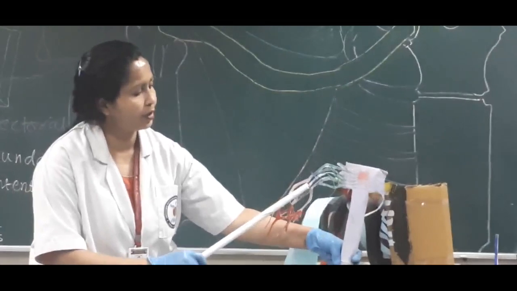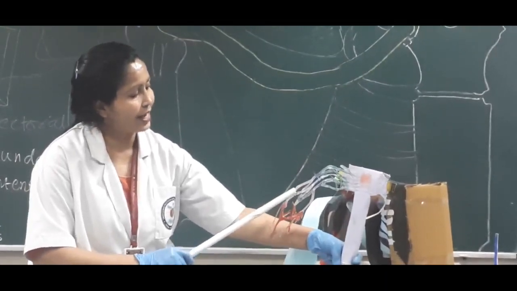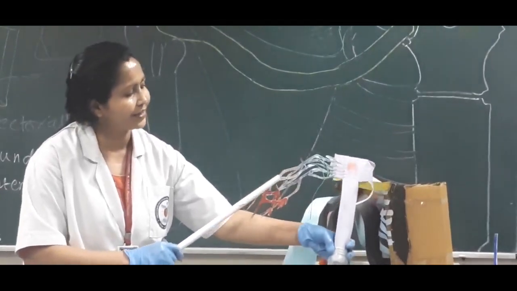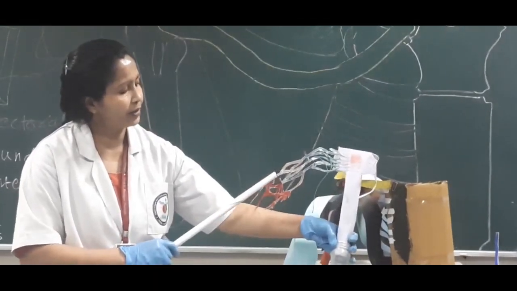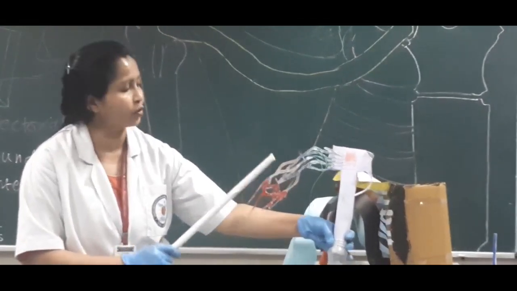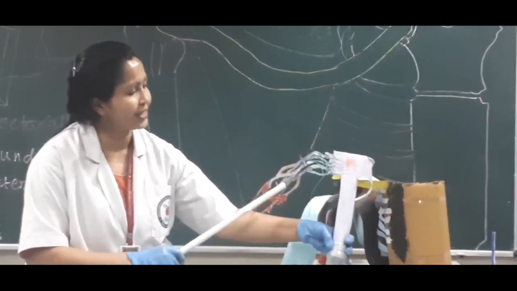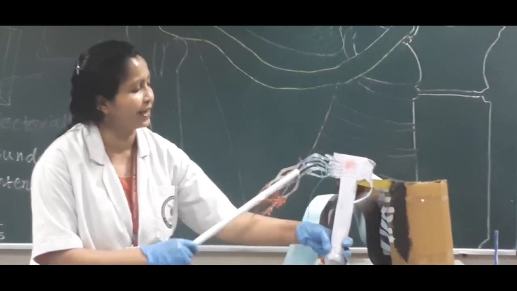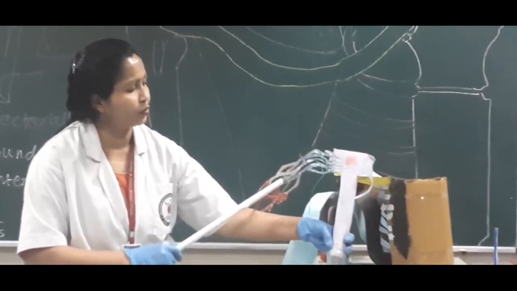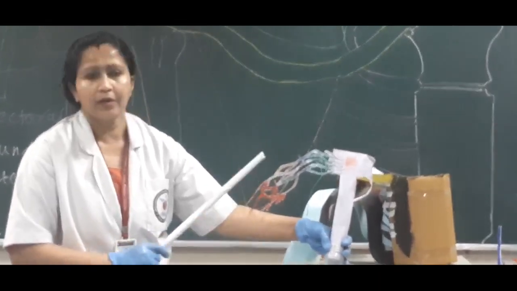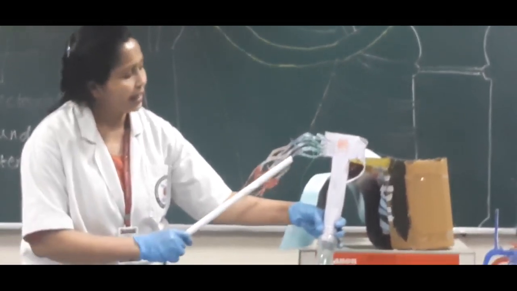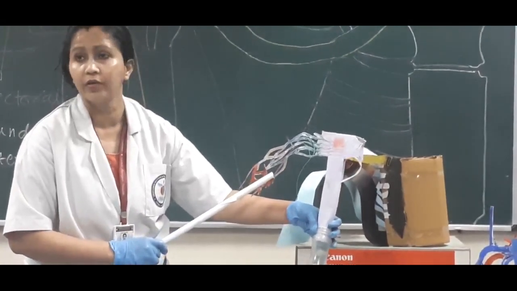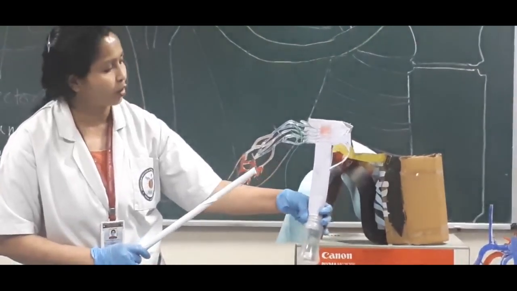So, where we are? The anterior division of the upper and the middle trunk unite to form lateral cord. Then posterior division of all these trunk, that is the upper, middle and the lower, in dark blue color, this is posterior cord. And the anterior division of lower trunk alone forms the medial cord.